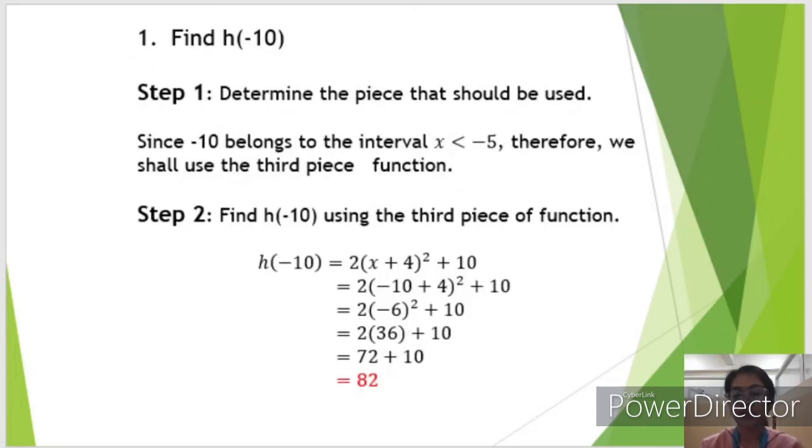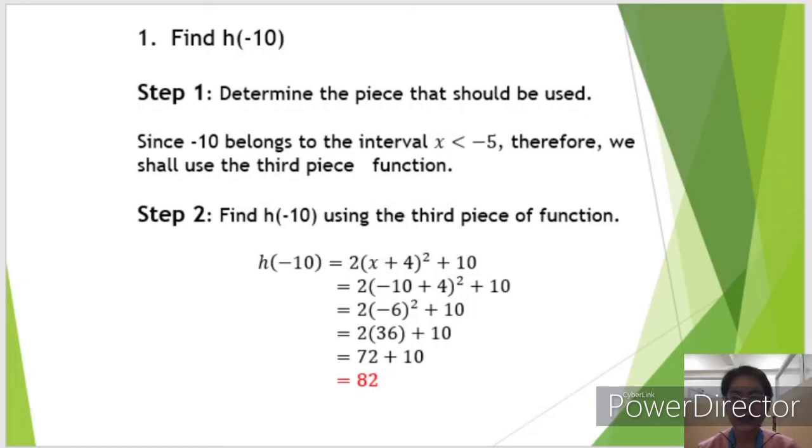So, we have, so h of negative 10 is equal to 2 times x plus 4 squared plus 10. So, you need to substitute negative 10 to the variable x in this function. So, we have 2 times negative 10 plus 4 squared plus 10. And then, again, using the PEMDAS, we need to solve first the numbers inside the parentheses. So, we have negative 10 plus 4, that is negative 6. So, negative 6 squared, that is 36. So, 36 times 2, that is 72, plus 10, the final answer is 82.